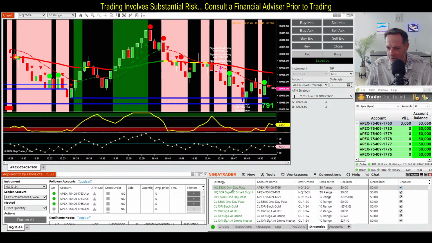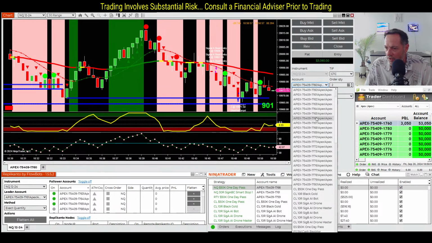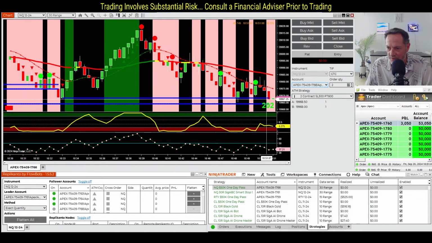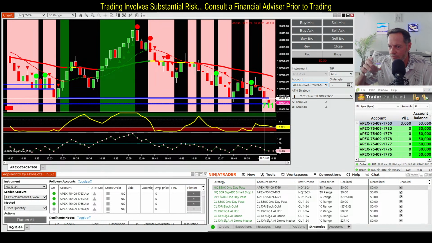So it's enabled again. So the NQ $50,000 one-day pass is active again, and this time it's going to trade number 766. So if we get another signal A entry, it will jump in the ring here. There's a lot of filters in the strategy that will prevent it from taking a trade. In this case, this support line right here, it won't allow it to take a trade if resistance or support is within 70 ticks of price at the time.